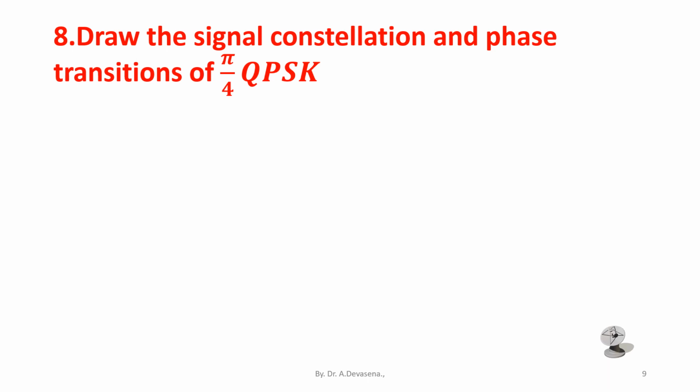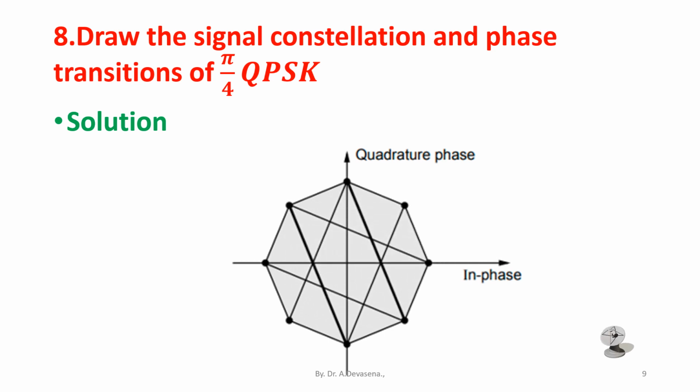Problem number 8 is draw the signal constellation and phase transitions of pi by 4 QPSK, that is quadrature phase shift keying. The solution for this problem is there is a representation of signal constellation and phase transitions of pi by 4 QPSK. In the x-axis, I have to specify in phase, and in the y-axis, I have to specify quadrature.